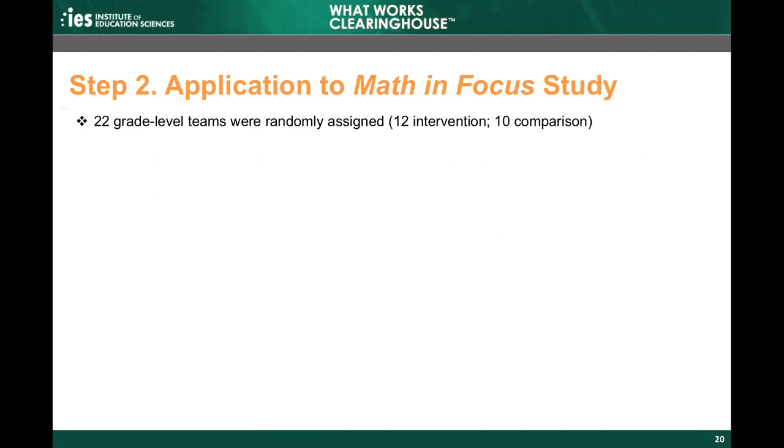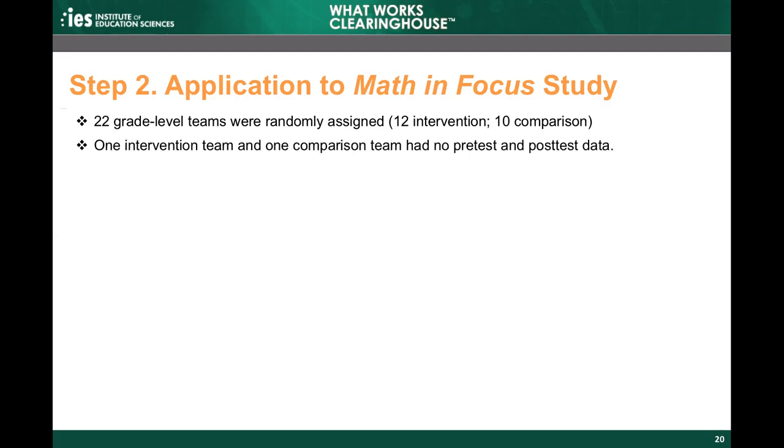So as a reminder, there were 22 grade level teams who were randomly assigned, 12 to the intervention condition, 12 to the comparison condition. As a cluster level RCT, there are some additional considerations that have to be taken into account. But setting that aside, the first step in evaluating attrition and non-response for cluster level RCTs is to first evaluate cluster level attrition. So we're going to do that first.